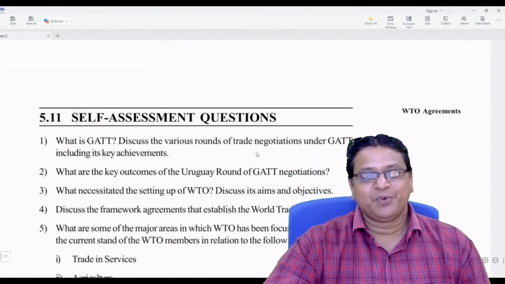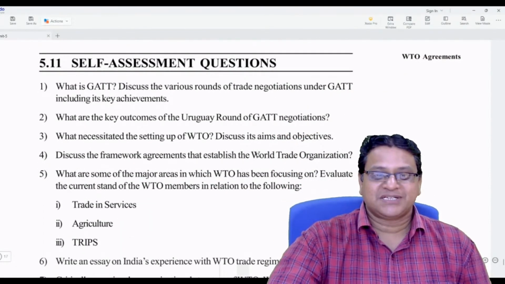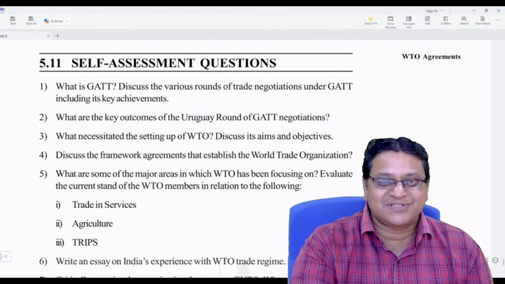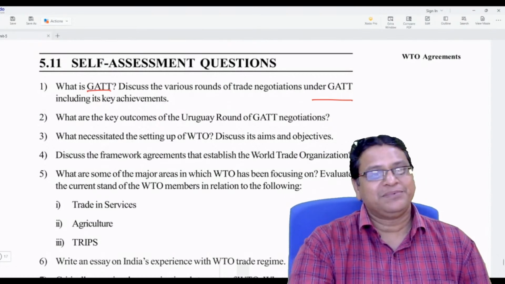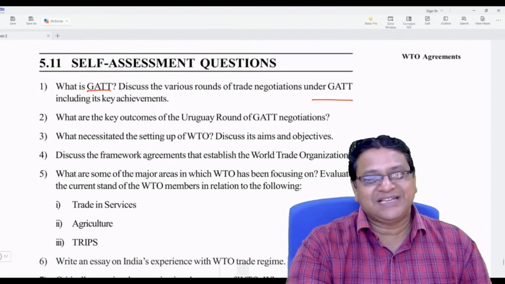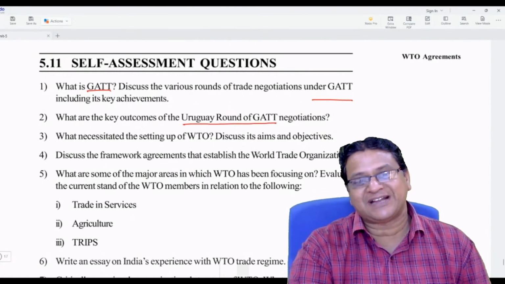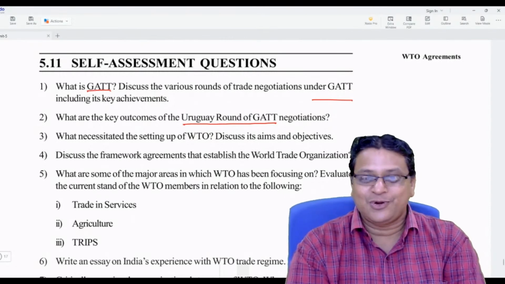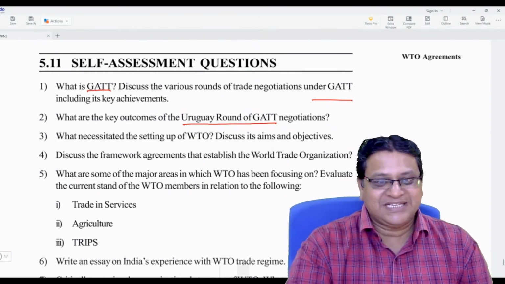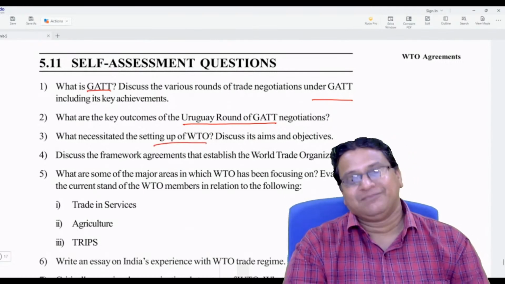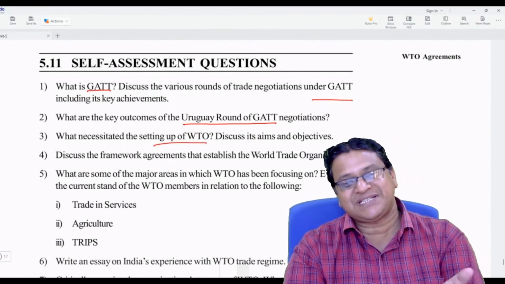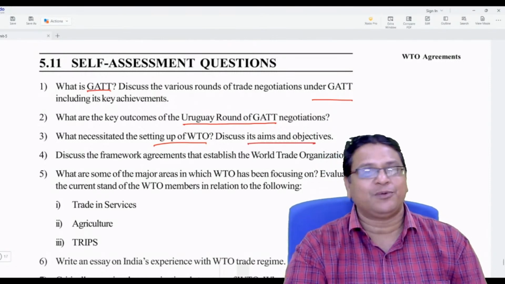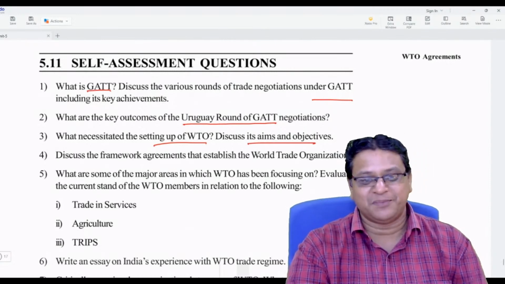So what are the important questions? First, what is GATT? Discuss the various rounds of negotiations under GATT. Next, what are the key outcomes of the Uruguay Round of GATT negotiation? Out of the Uruguay Round, WTO was framed. What is the necessity of setting up a WTO? Because it is a permanent institution, its commitments will be permanent. Discuss its aims and objectives, which we have discussed.